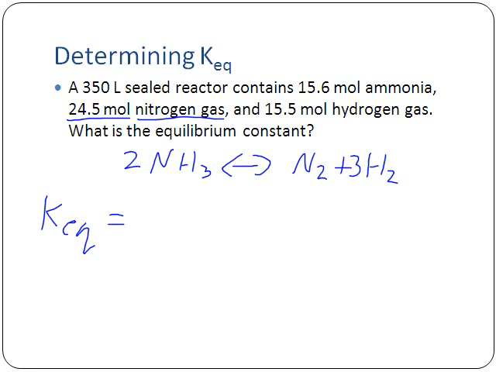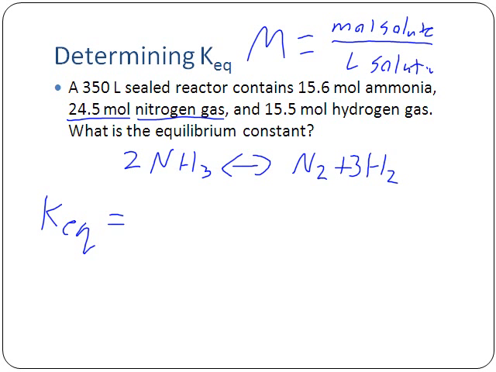And remember that molarity is equal to the number of moles of solute divided by liters of solution. And so in this case right here, the number of moles is 24.5, because the nitrogen is our solute. And the liters of solution, it's a 350-liter container. And so whenever you divide those out, I get 0.07. So for my first one, 0.07 is my concentration.